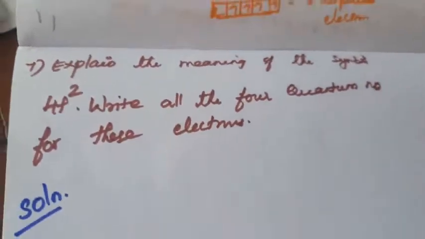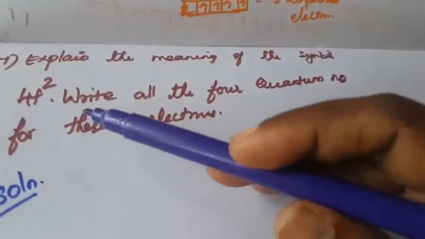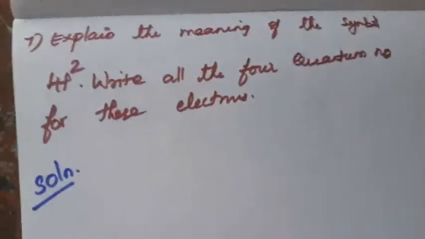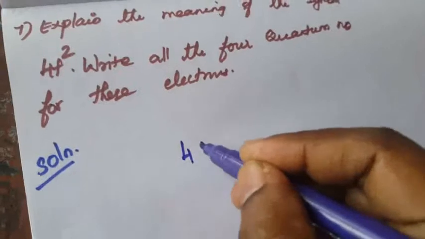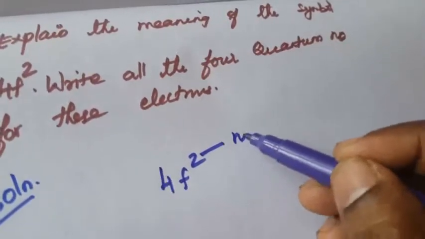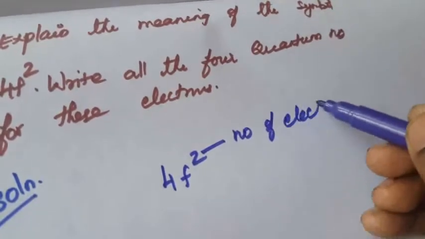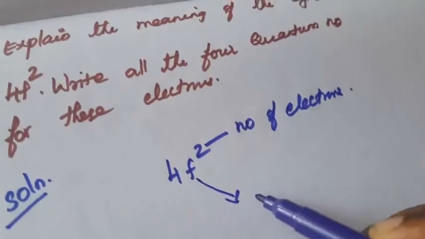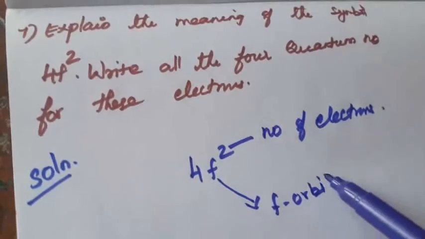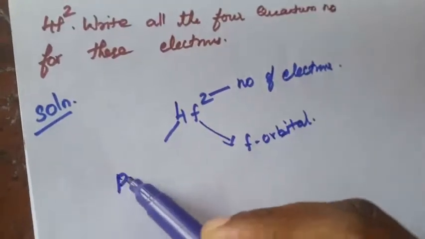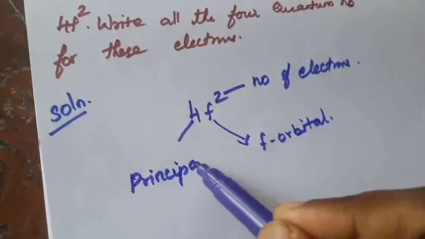Okay, so next one, explain the meaning of the symbol 4f2. Write all the 4 quantum numbers for these electrons. So what is the meaning of 4f2? Here, 2 means the number of electrons in the f orbital. Okay, so what is f? f is the f orbital. Okay, what is 4? It is the principal energy level, or principal quantum number.